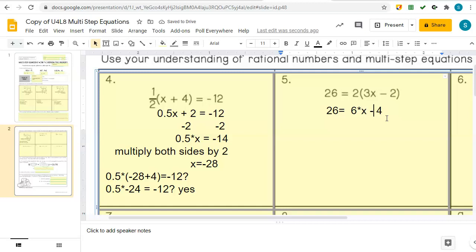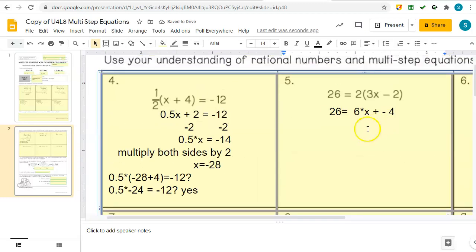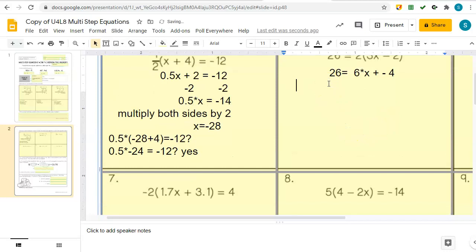We want to get rid of this 4. We can think of this as plus a negative 4. What's the opposite of a negative 4? Well, that's a positive 4, so we're going to add 4 to both sides. So we're just trying to think of what will get rid of that term so we can get that x by itself.